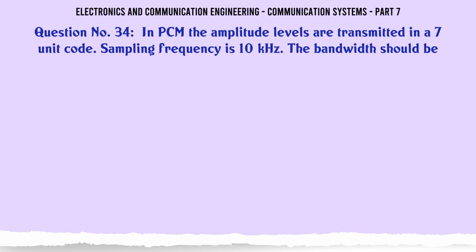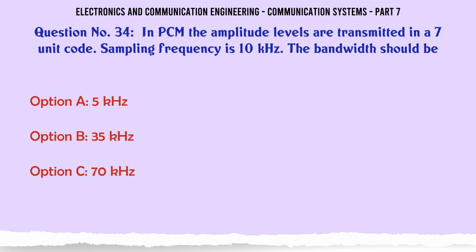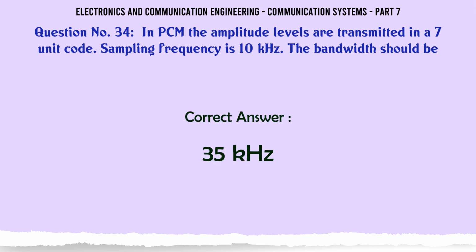In PCM, the amplitude levels are transmitted in a 7-unit code. Sampling frequency is 10 kHz. The bandwidth should be A 5 kHz, B 35 kHz, C 70 kHz, D 5 MHz. The correct answer is 35 kHz.